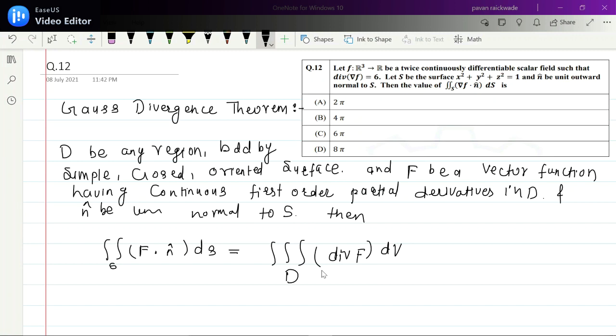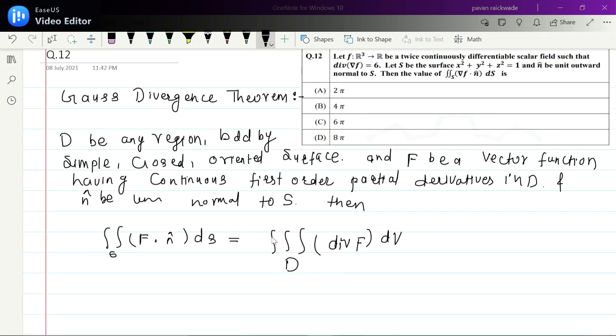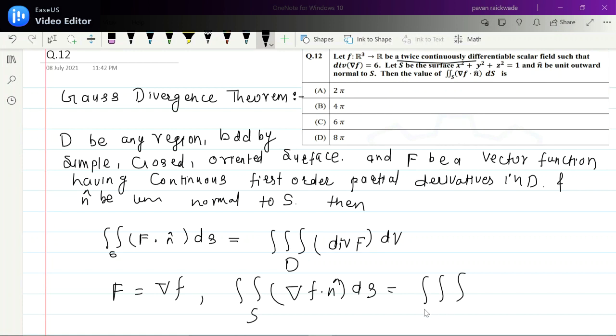So this question is straightforward, because we know here F is the gradient of f, because small f is a scalar function given as twice continuously differentiable. So we can again differentiate grad f to obtain its divergence, and it satisfies all the conditions in the Gauss divergence theorem. So we can apply it, and the double integral over S of grad f dot n cap dS will be the same as the triple integral over D, the region in the surface, of divergence of gradient of f dV. Okay.